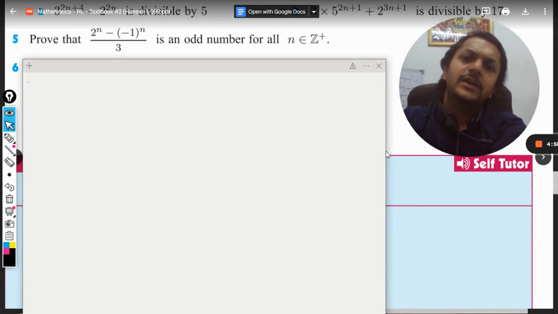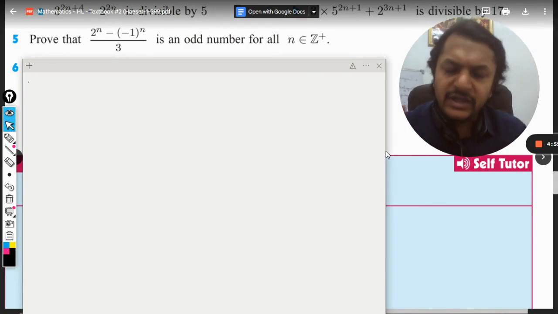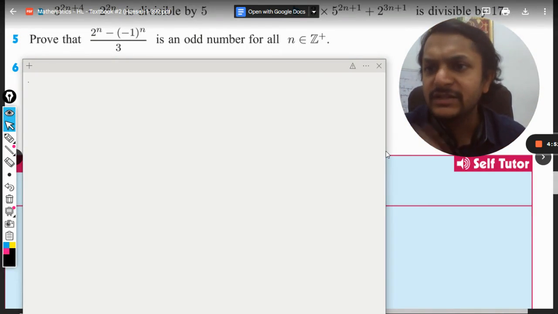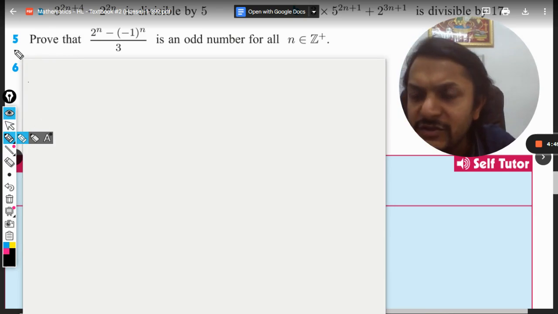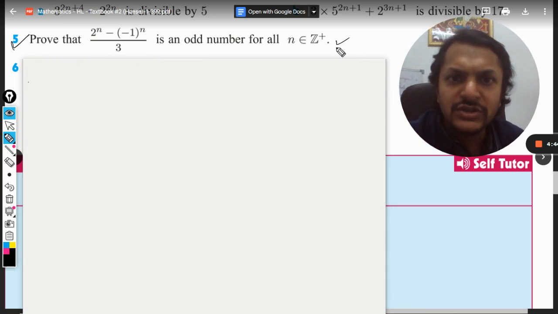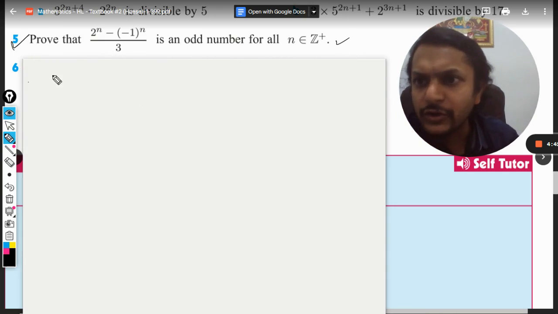Okay, so let us take one more example. We would be taking other types of questions also in this chapter, but let us see what is happening in this now. In this question, prove that this is an odd number for all positive integers. So how are we going to do it?